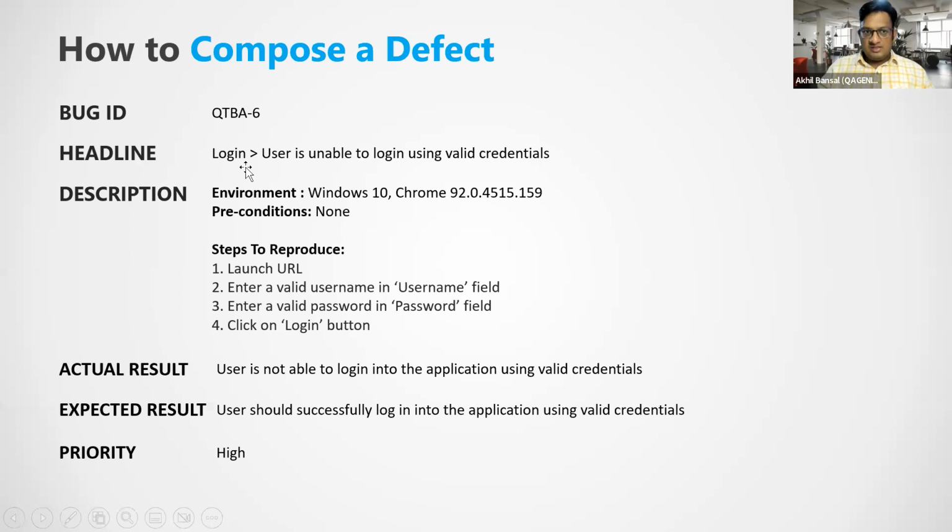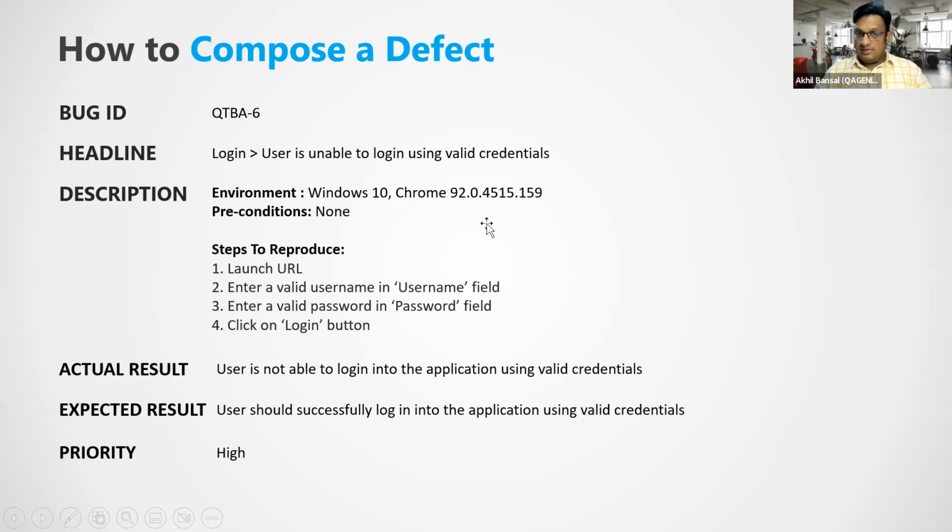ठीक है, so headline is here for our example. Headline is login, user is unable to log in using valid credentials. Now we come to the description, wherein we are telling the environment. This is the environment of the tester's system. जो टेस्टर है उसने Windows 10 पे using this Chrome version टेस्टिंग करी है.